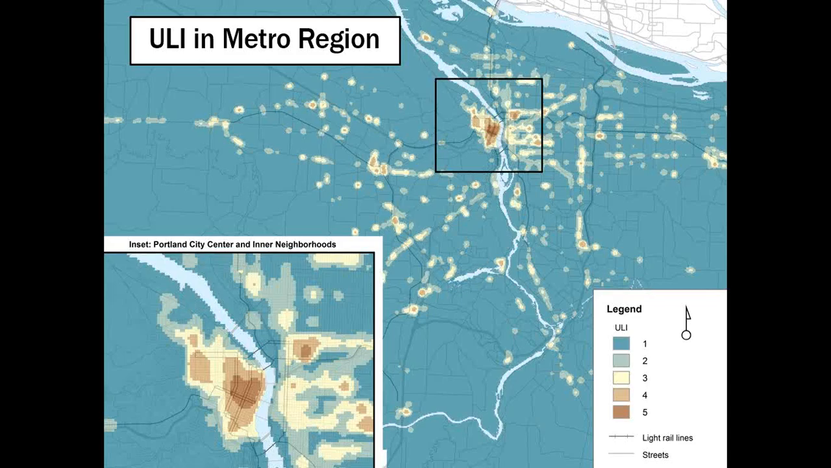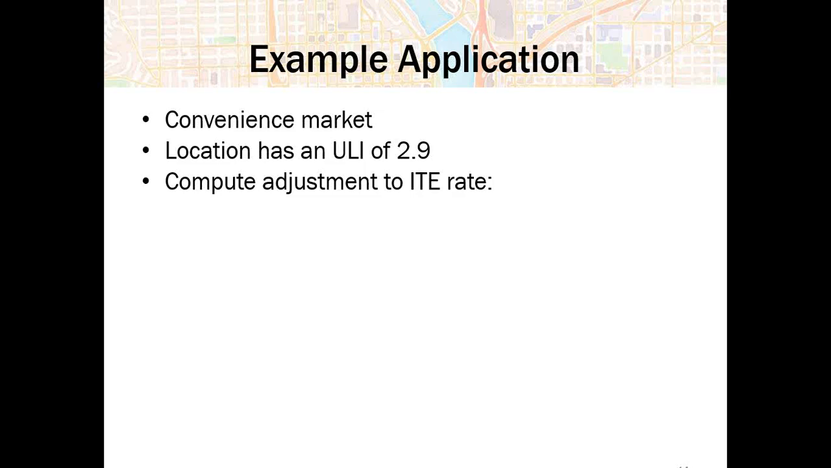ULI is an index that was developed by Portland Metro. It represents the densities of retail and restaurant type establishments. So as you can see, the downtown Portland area is very dense. It has a very high value for its index, a 1 through 5 index. Along urban corridors and suburban cities, it also has a much higher index because those areas have a higher rate of these types of establishments.